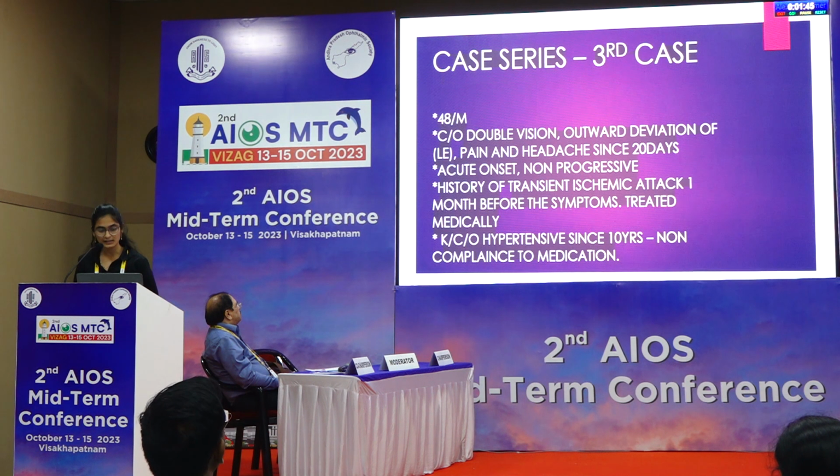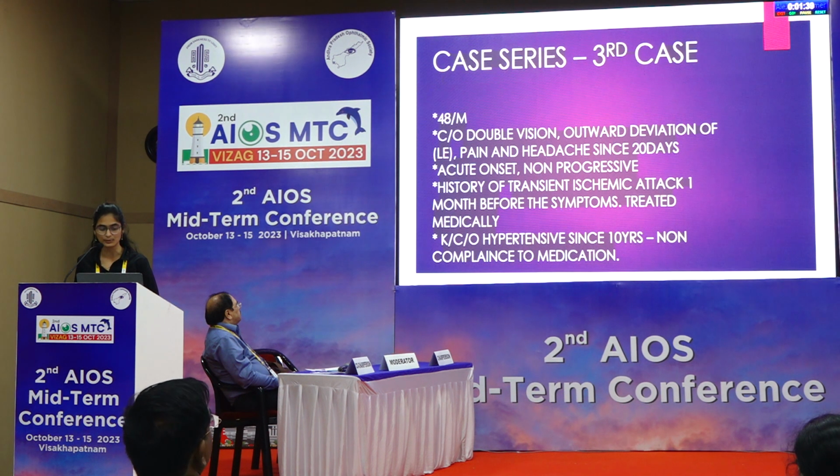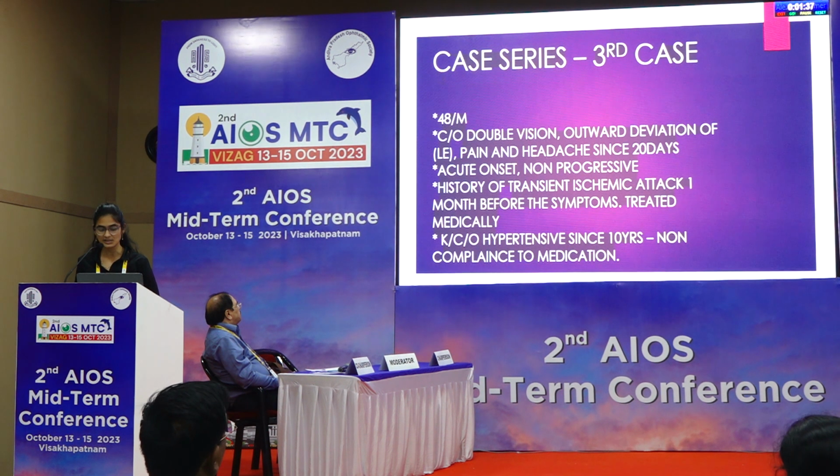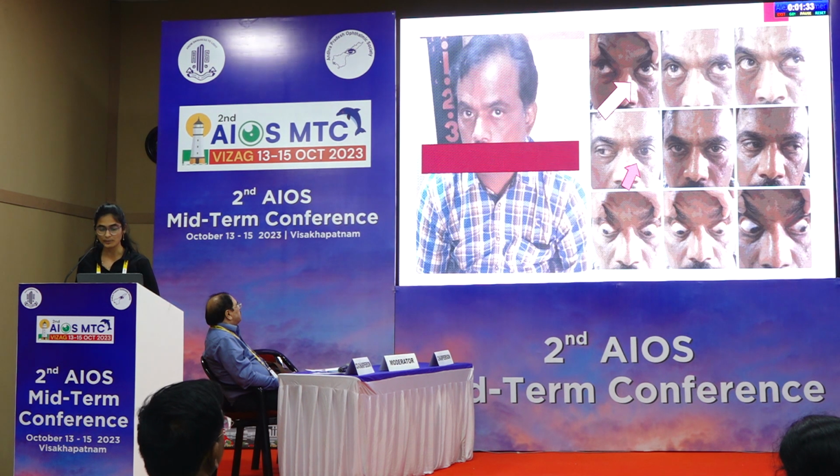Third case, a 48-year-old male patient came with complaints of double vision, outward deviation of the left eye, pain and headache since 20 days, which was acute in onset. History of transient ischemic attack 1 month before the symptoms was there, and he is a known case of hypertension on medication. This is a 9-gaze picture of the patient presenting with exotropia in the primary gaze and adduction deficiency in the left eye.